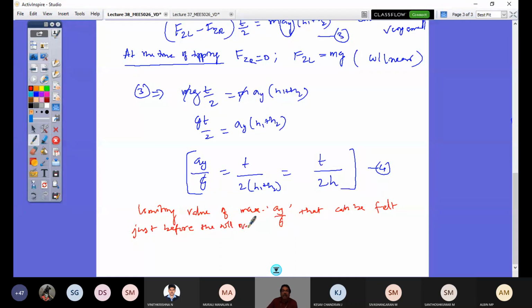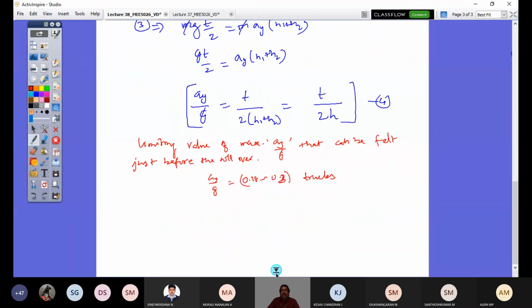If you look at this value for typical trucks, a_y by g would be a very small value. It will be equal to 0.18 to 0.3 for trucks. Whereas if you take a passenger car, that value is more. The a_y by g value would be around 0.8 for cars. If it is a sedan class, 0.8. If it is an SUV, a sport utility vehicle, then this value will be further reduced because the height of the vehicle is more, so maybe 0.7 or 0.65, right? So this is the limiting value.